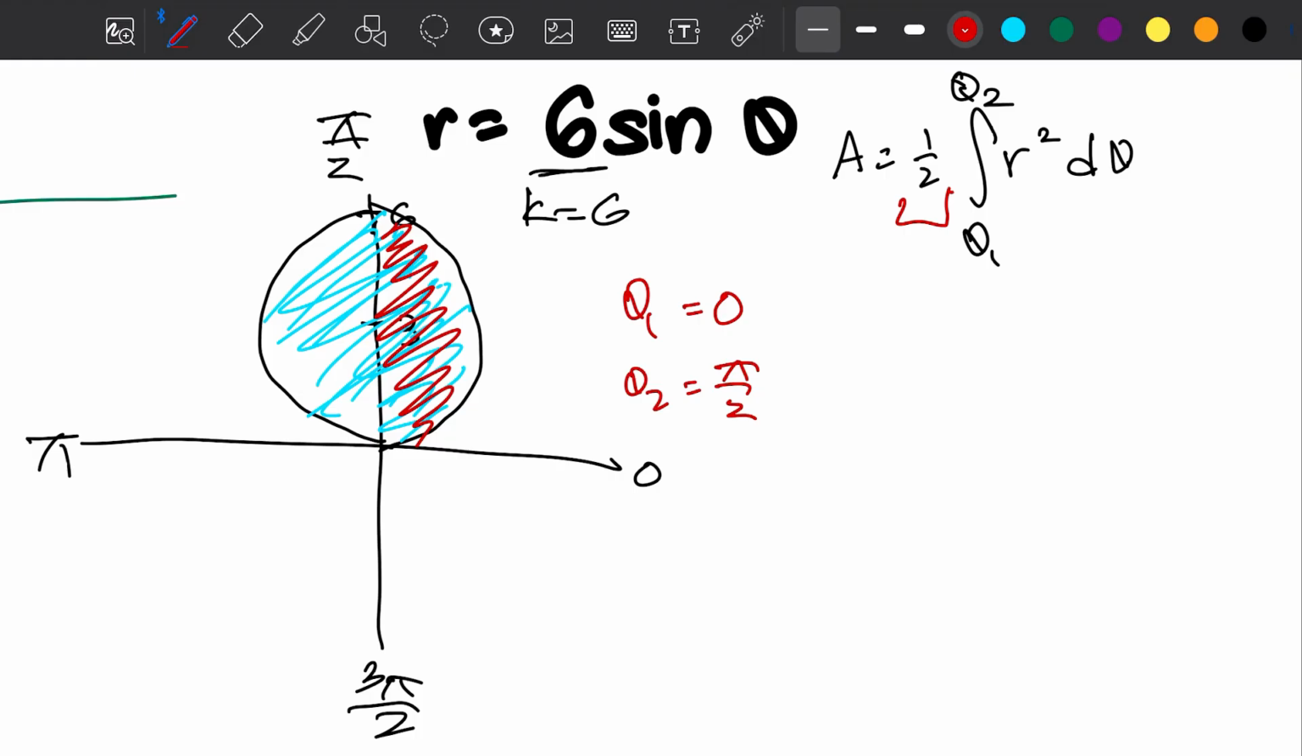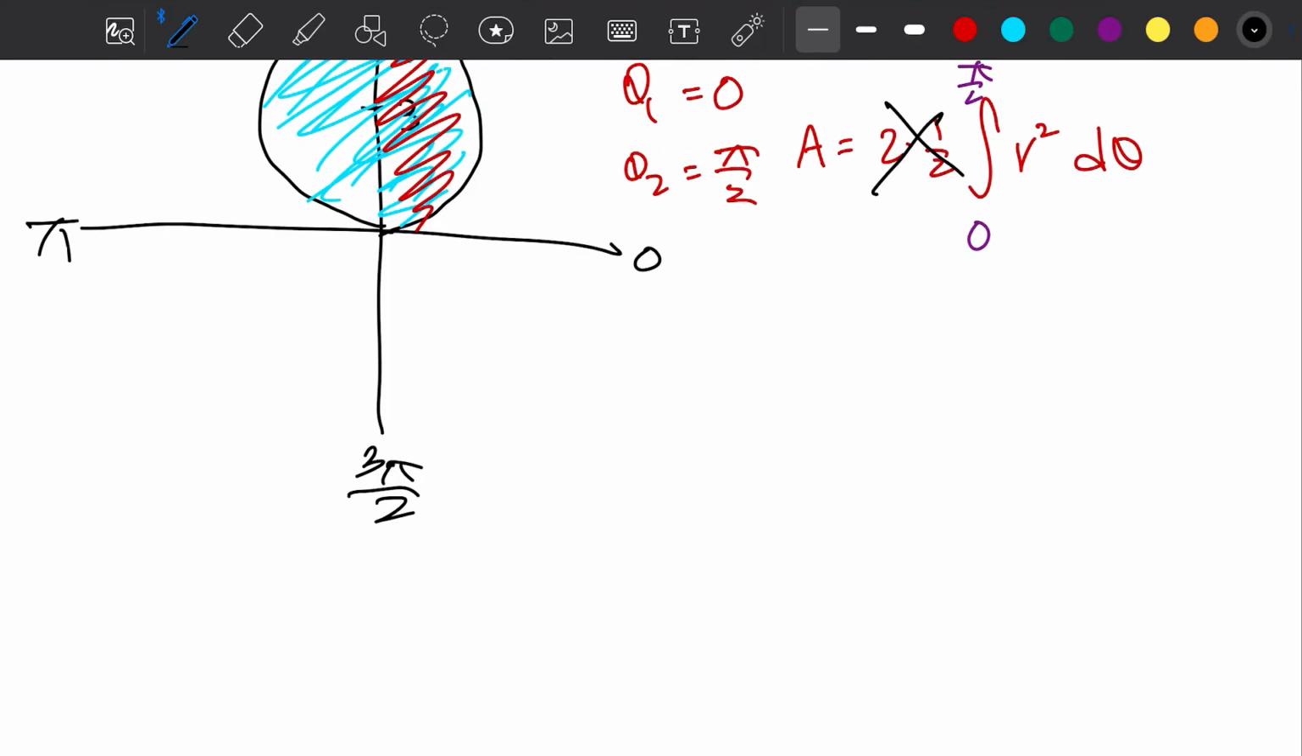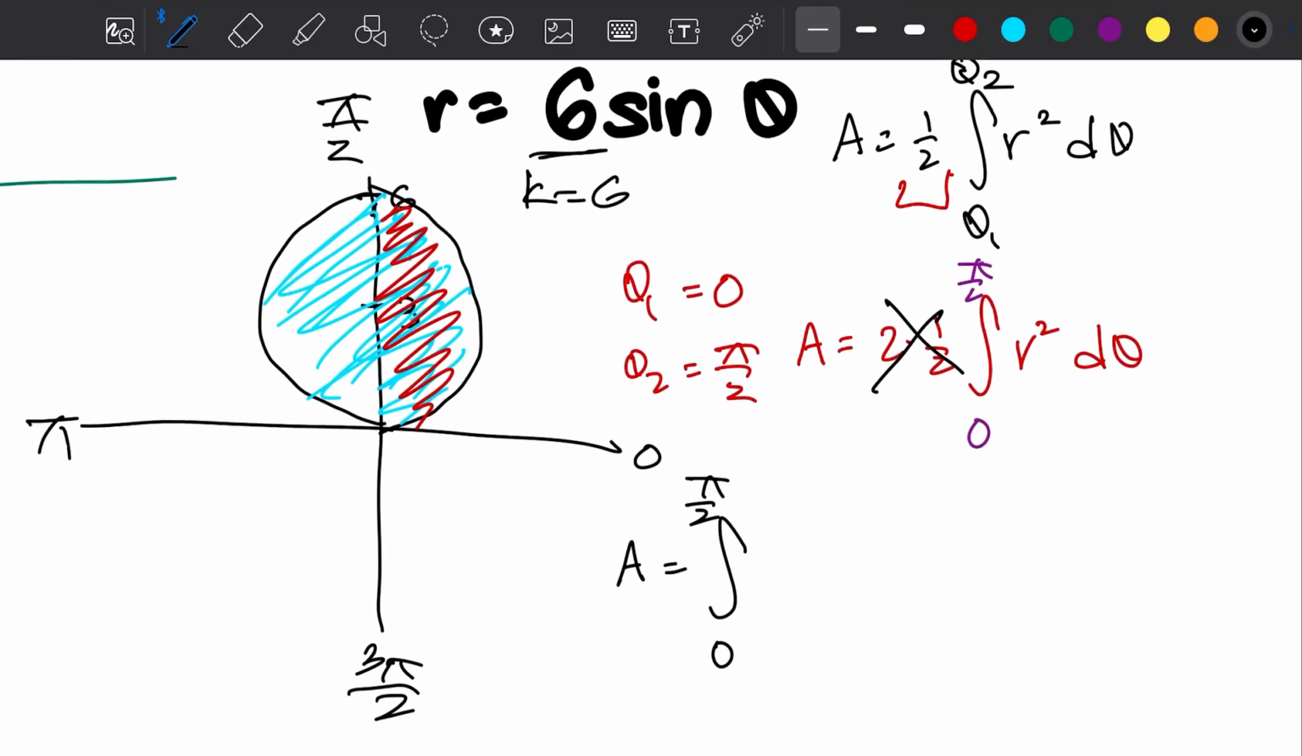So what you're going to end up having is area equals 2 times 1/2, integral from 0 to pi over 2, of r squared d theta. Now we can just cross that out, and your new equation that we're going to use for the rest of this becomes area equals the integral from 0 to pi over 2 of r squared. Now what is r? We have 6 sine theta, so 6 sine theta squared d theta.